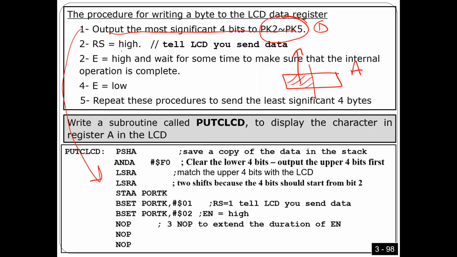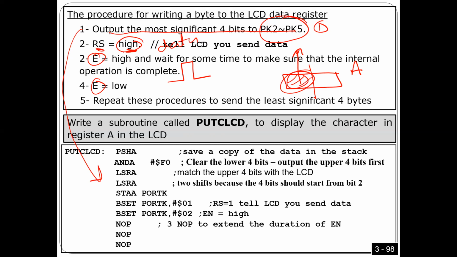Okay, number 2, RS has to be high. Why does it have to be high? Because I'm sending data. It has to be low if you are sending a command. You will see it right now in the code. Number 3, for E, remember, I have to give a signal like this one on E. Once you give a signal like this one, the LCD is going to take this 4.